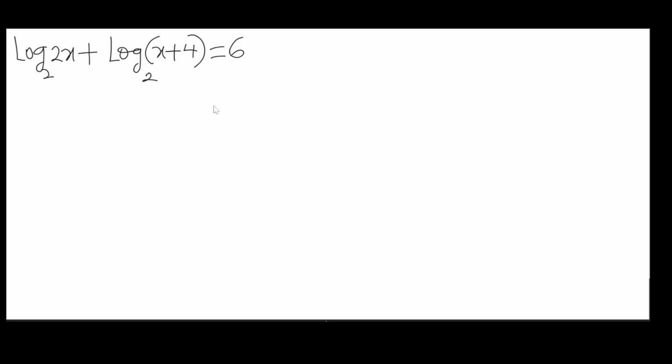Hello everyone. We are going to be solving this question together. It says log having a base of 2, then the argument is 2x as we have here. Then also we have plus another log having a base of 2. It means both logs have the same base, which is base 2. Then the argument for this second log is x plus 4, then equals 6. So our question here is that we should find the value of x.